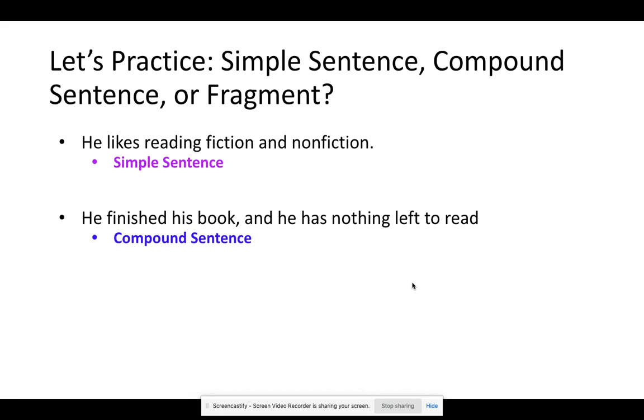Let's do one more. The fiction book. Is that a simple sentence, a compound sentence, or a fragment? That's right, it's a fragment. It only has a subject, the what of the sentence, the fiction book, but there's no predicate. We don't know what this subject is doing or what it is. That's missing, so that's a fragment.